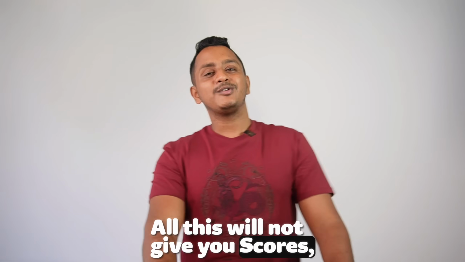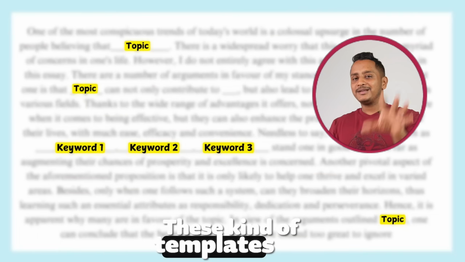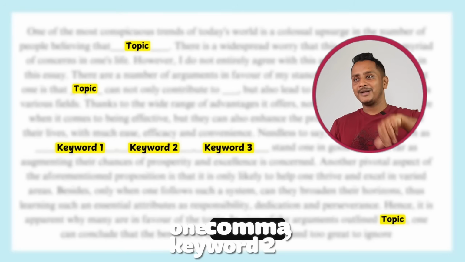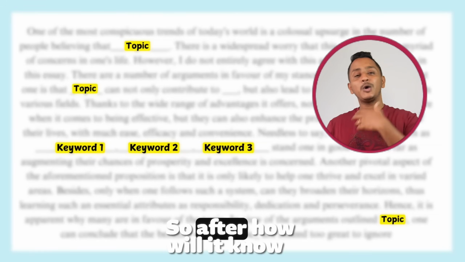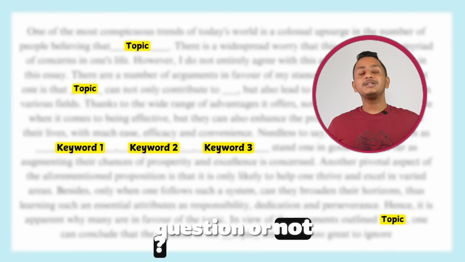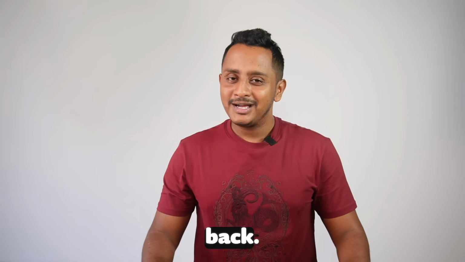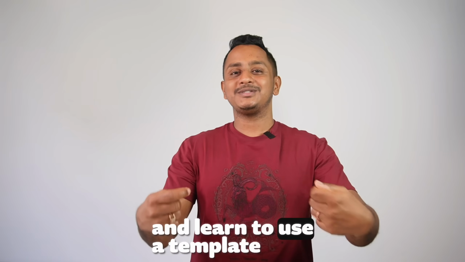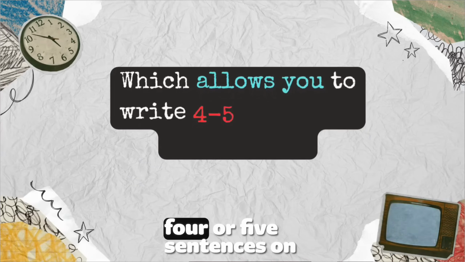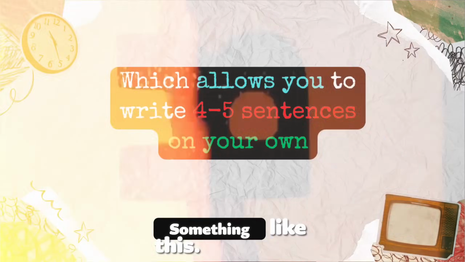All this will not give the scores, and not just this. These kinds of templates where you have keyword 1, keyword 2, keyword 3 also will not let you write some sentences. After that, how will it know whether you're writing to the question or not? All this used to work a long time back, but not anymore. It's time you understand these things and learn to use a template which allows you to write 4 or 5 sentences on your own. Something like this.